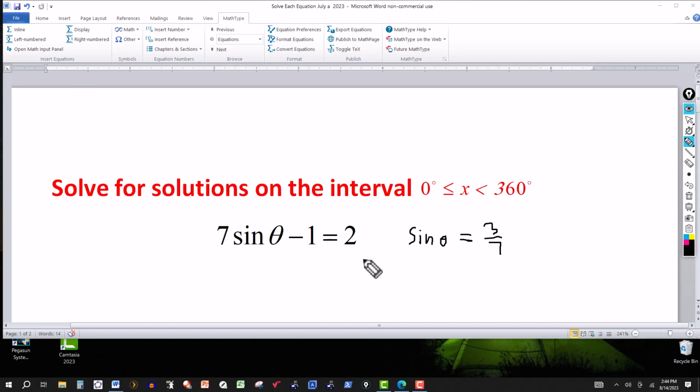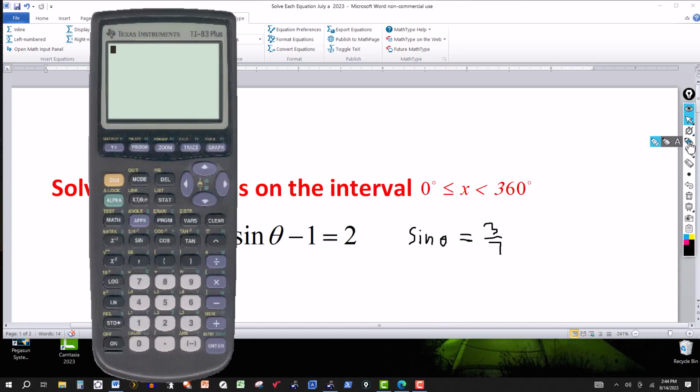So now we're looking for solutions in the interval from 0 to 360. Here we don't have an exact solution. If this had come out to the square root of 2 over 2, then we know that theta is equal to 45 degrees and 135. So here we have to use the calculator. So basically I'm going to use the sine inverse of 3 over 7. Taking sine inverse of both sides here, I get theta is equal to.